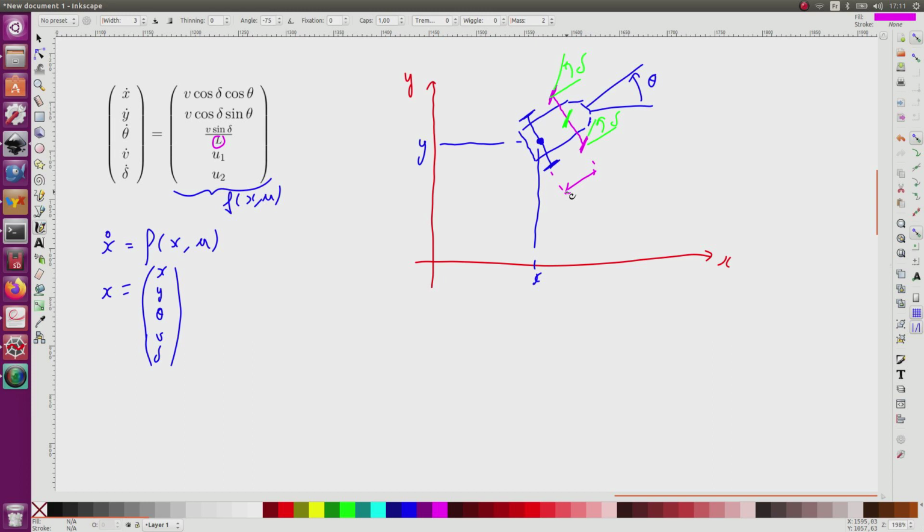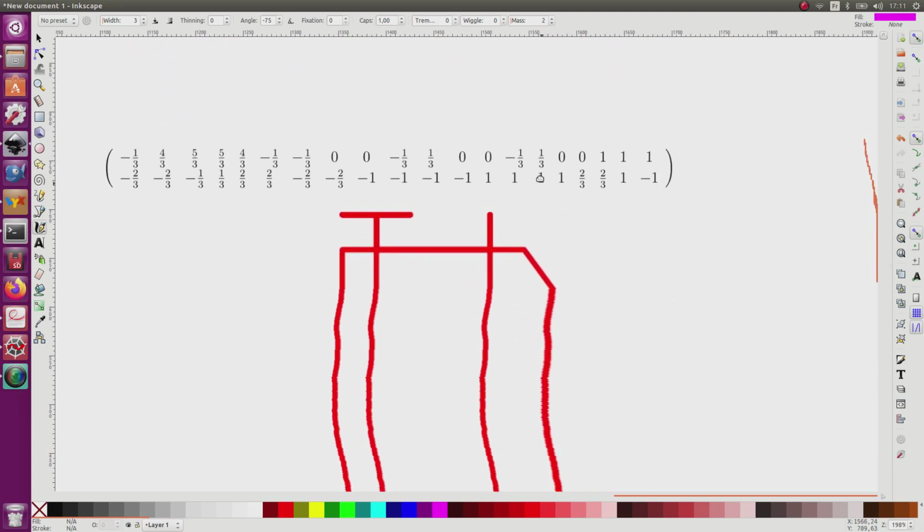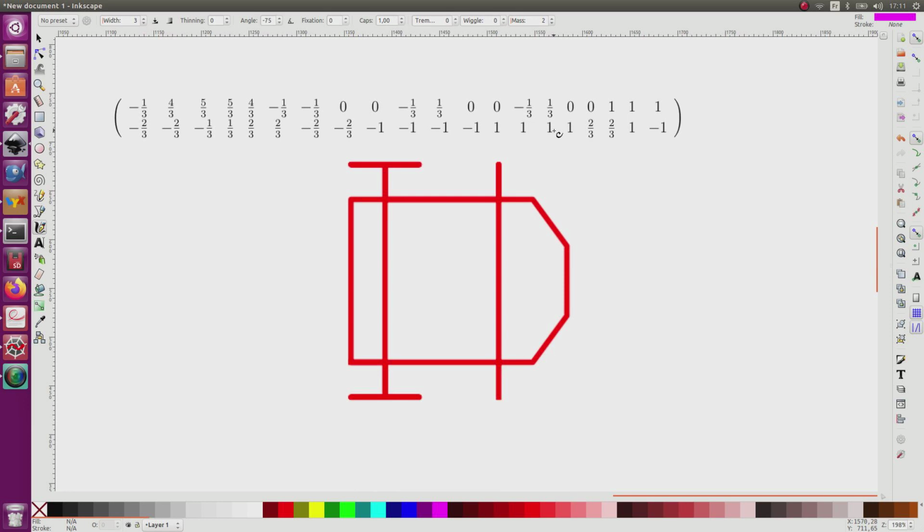So first I need to draw this, and to draw this I will have to build the sketch under the form of a matrix of the chassis. So that's what I will do now. So this is the chassis. I have the two back wheels, and I did not put the front wheel. I will do it later.